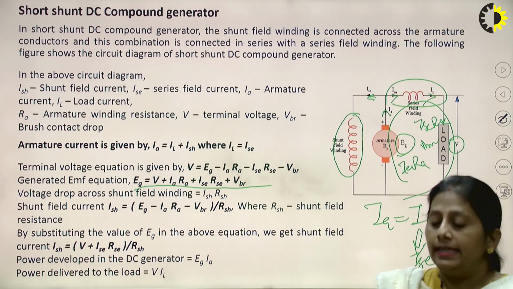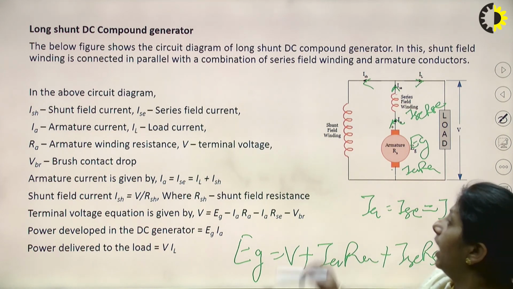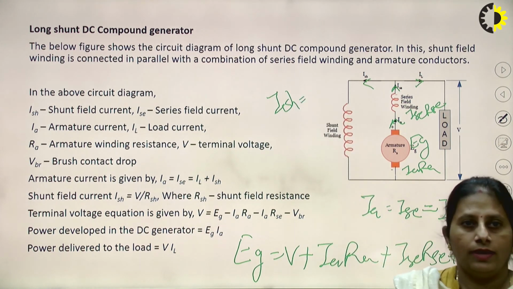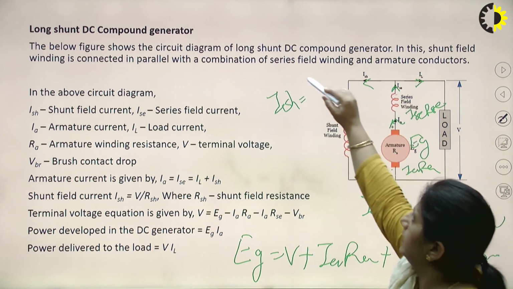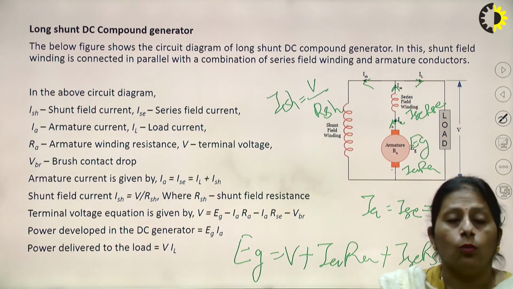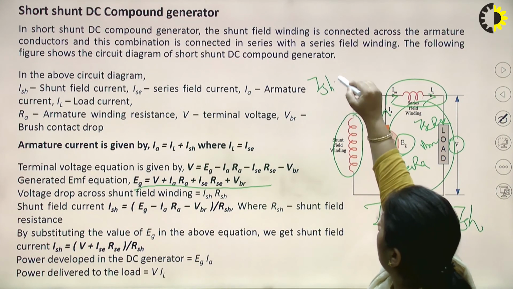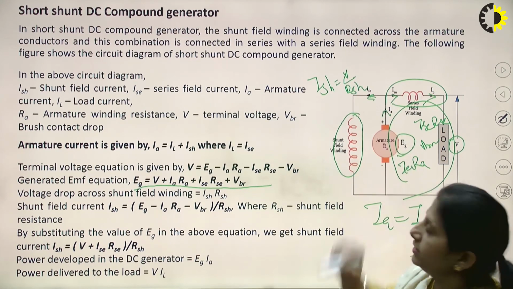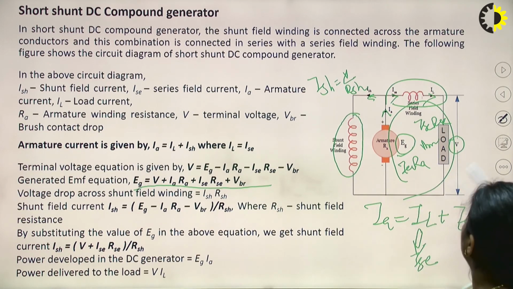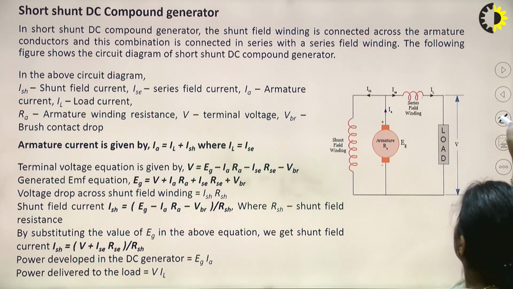In case of the long shunt compound generator, how can I give the expression for ISH? Once again, you can see the voltage across the shunt field winding is V and the resistance of this is RSH, so that can be directly given. But what about in case of short shunt? Can I give once again ISH as V upon RSH? Is that the voltage across the shunt field winding? No. So what is that? If you just see this figure, what is the voltage across it?